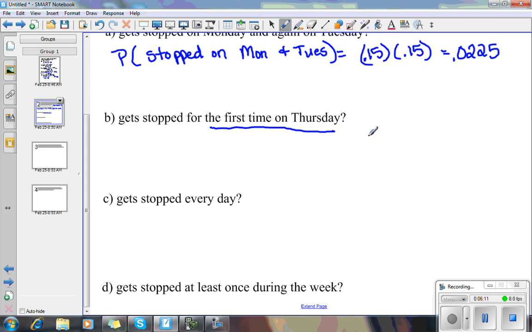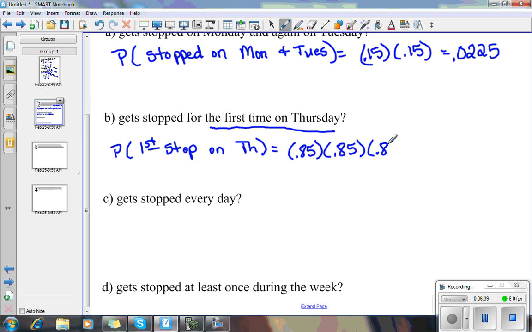That means he didn't get stopped on Monday, he didn't get stopped on Tuesday, he didn't get stopped on Wednesday, and he got stopped on Thursday. So the probability of the first stop on Thursday: he didn't get stopped on Monday, that would be 0.85 because it's 1 minus 0.15. He didn't get stopped on Tuesday. He didn't get stopped on Wednesday. But he did get stopped on Thursday.